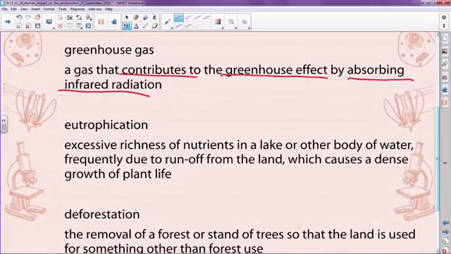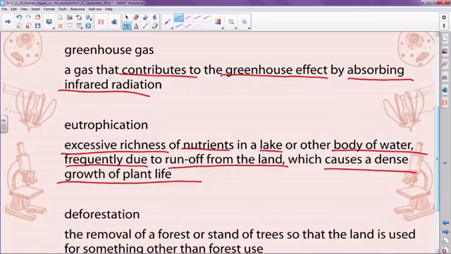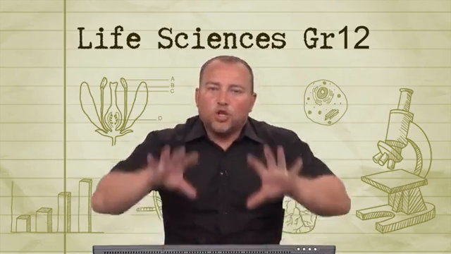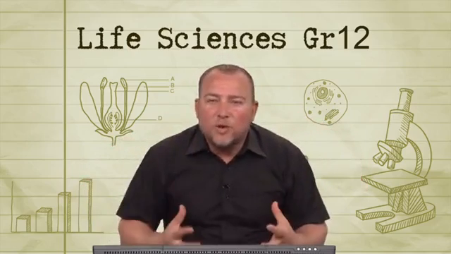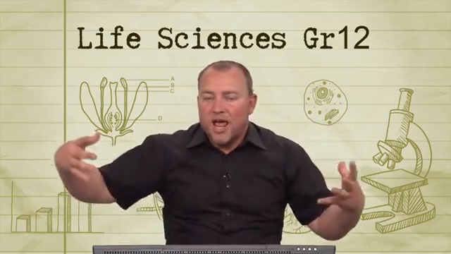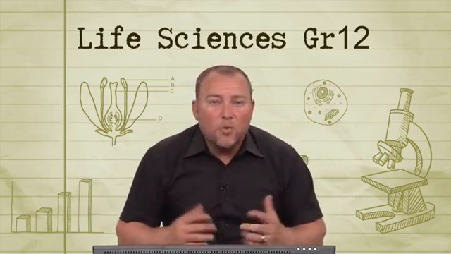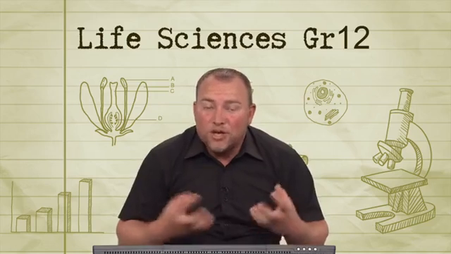The next one we have is eutrophication. I love this word, it's a big word. It's an excessive enrichment of nutrients in a lake or other body of water, frequently due to runoff from the land, which causes a dense growth of plant life. Normally eutrophication comes from farmers. For example, they put fertilizers on their ground, and when it rains a lot the fertilizer goes into the rivers. The rivers become nice and fertile with all these minerals.